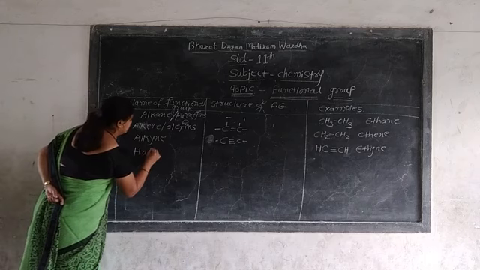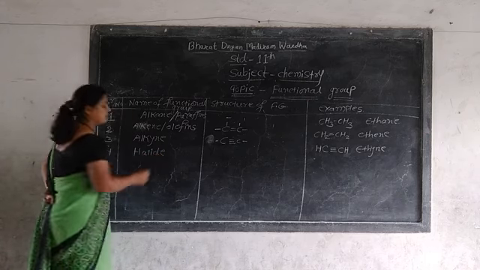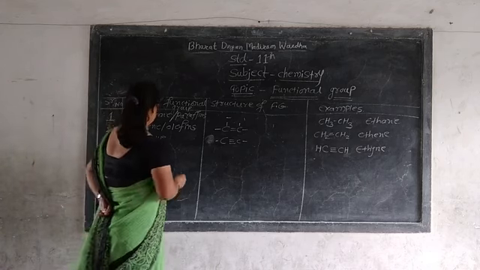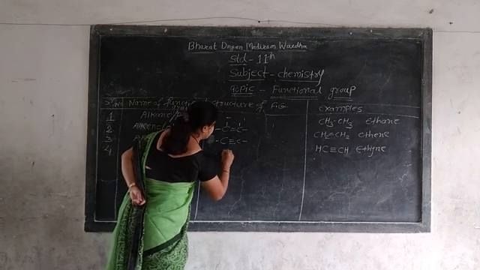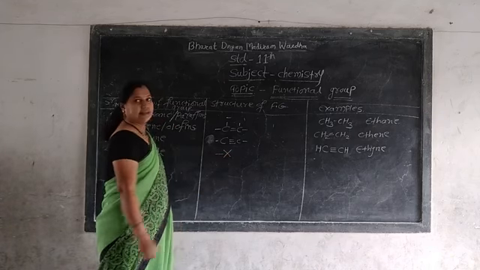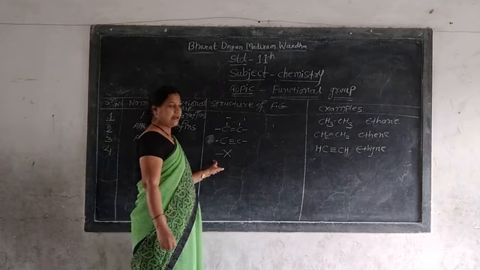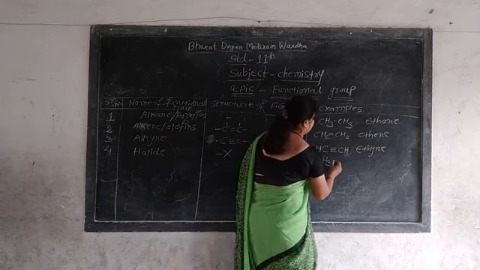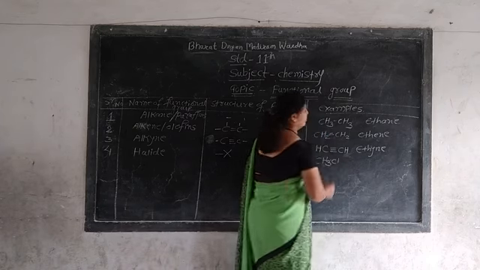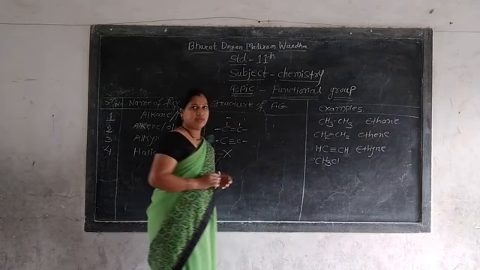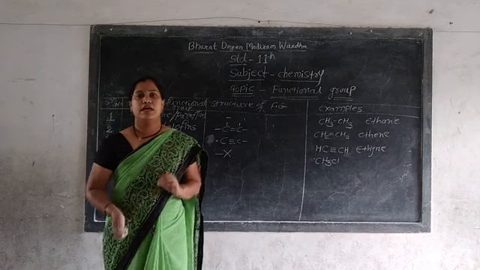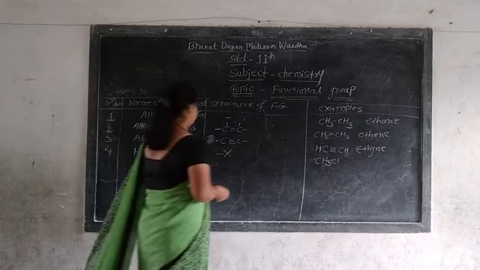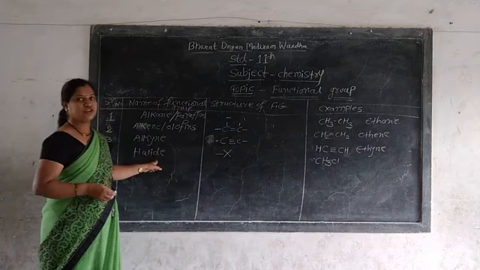Then next is halide. Various halogen atoms are present, and halides are represented by the capital letter X. An example is CH3Cl, methyl chloride. The various halogen atoms are fluorine, chlorine, bromine, and iodine. The halogen atoms are placed in the 17th group of the periodic table, so all the halogens are functional groups.